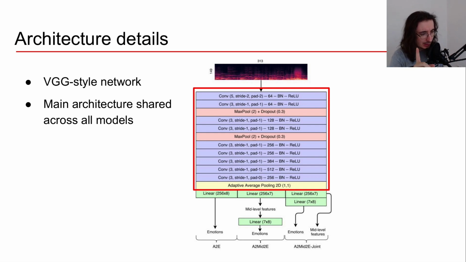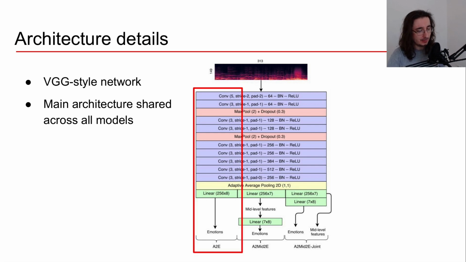Okay, so as I said, here we have the main architecture, but then we have differences once we get out of this VGG style network. So let's go one by one through all the models that the authors have built. The first one is again the black box model, so A to E, audio to emotion. So basically, this is quite straightforward.